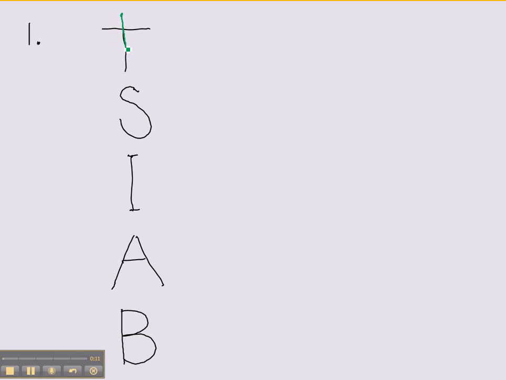Well, the T has a line of symmetry here, so it has 1. S does not have any lines of symmetry. I has one right down the middle this way and then one this way, so it has 2 lines of symmetry. A has a line of symmetry right down the middle, and B might have one this way. So which of the following letters is symmetric with respect to at least 2 different lines? I. Answer choice C.